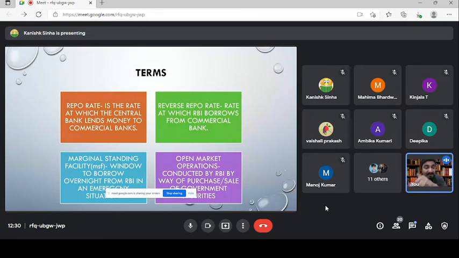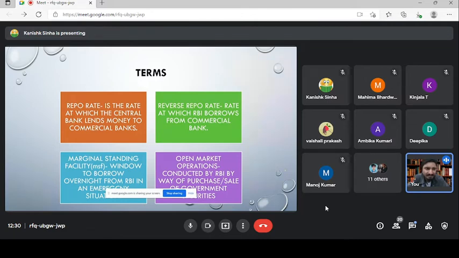So sometimes the RBI will also be needing money from the commercial banks. At that time, when the commercial bank will be lending money to the RBI, that rate will be called reverse repo rate. Now you will be thinking that we are common citizens, if we go to a bank to take a loan, then we have to pay the interest.